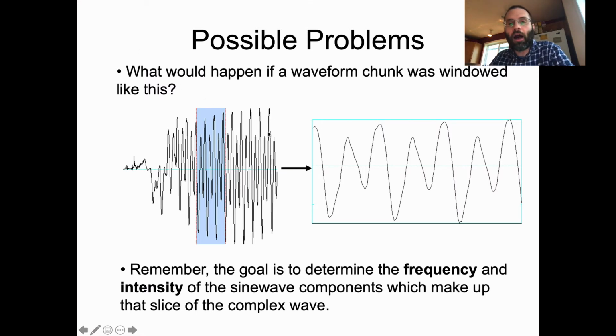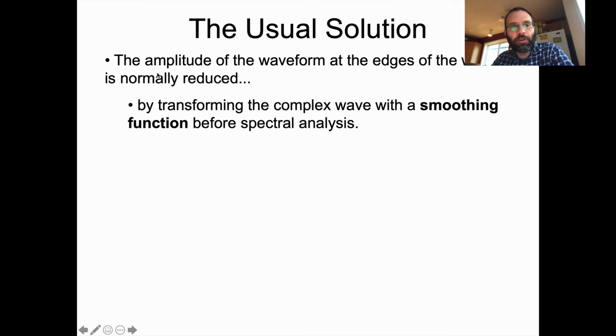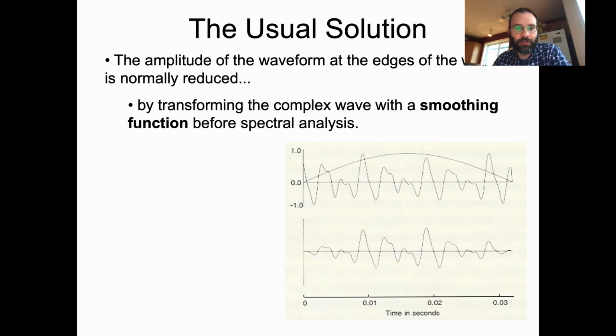So it's going to think that there are a lot of sine wave components in the signal which are not actually in the signal and instead are just an artifact of the way that we splice this. We don't want the way that we splice this to create artificial harmonics in our Fourier analysis. We only want what's legitimately in there. So normally what you do is you reduce the amplitude of the waveform at the edges of the window that you're looking at by transforming that particular snippet of the complex wave with what's called a smoothing function before you do any of this Fourier analysis.